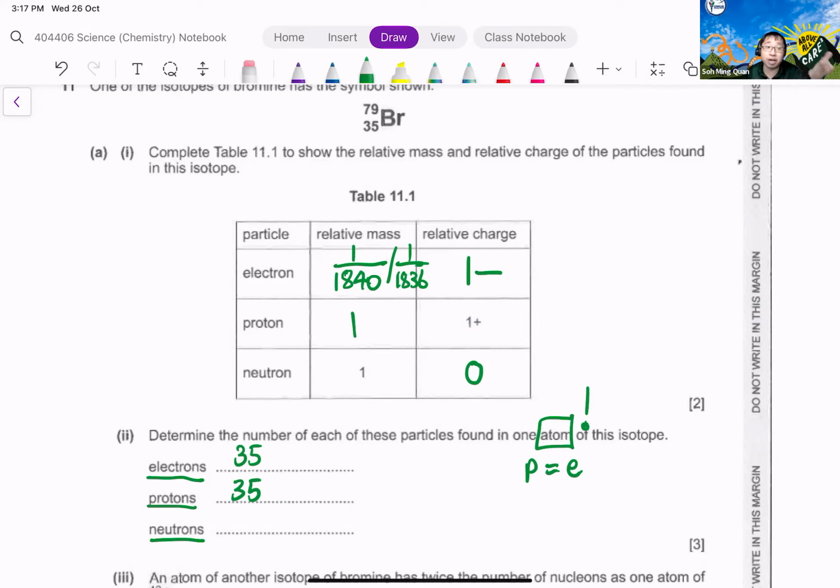Neutrons. How do you get neutrons? You must take the bigger number minus the smaller number. 79 minus 35 gives you 44. So this is where all the careless mistakes will come in because you are so confident that you misread stuff. So how do you avoid this? Read slowly, highlight or underline the keywords. All right? You don't want to be making careless mistakes like these, because this is actually quite straightforward. I'm sure you know how to do it. Okay. Now, this is the answer if we are looking at the atom of the isotope.